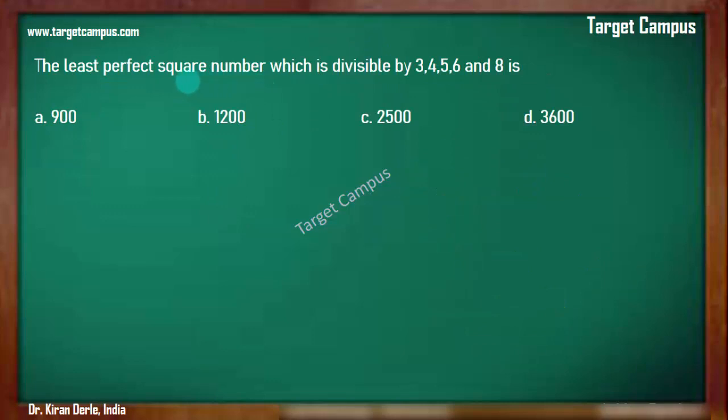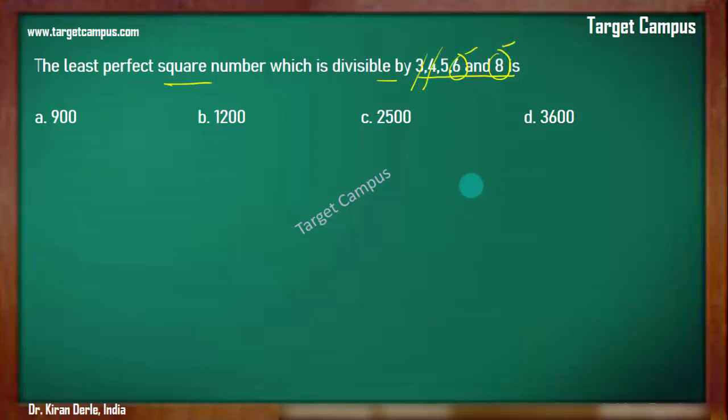The least perfect square which is divisible by 3, 4, 5, 6 and 8. Again, we'll have to find the LCM first. So what is the LCM? If 8 is being considered, 4 is not needed. If 6 is being considered, 3 is not needed, because all multiples of 6 are multiples of 3. All multiples of 8 are multiples of 4, and we are already considering 8, so no need to consider this.